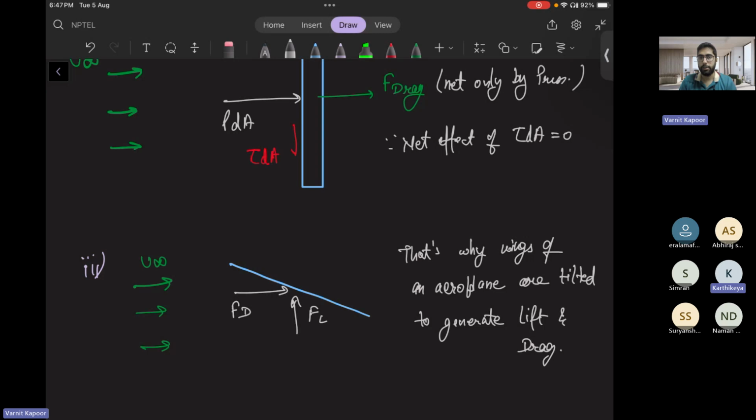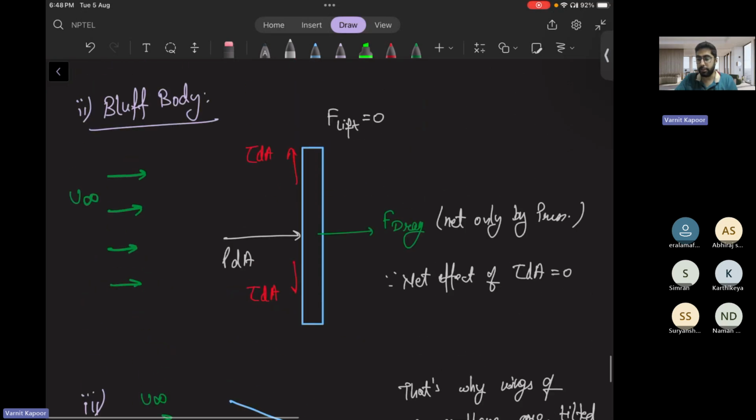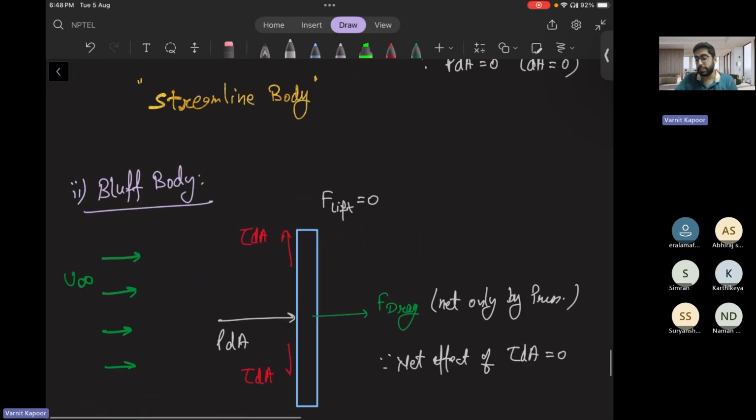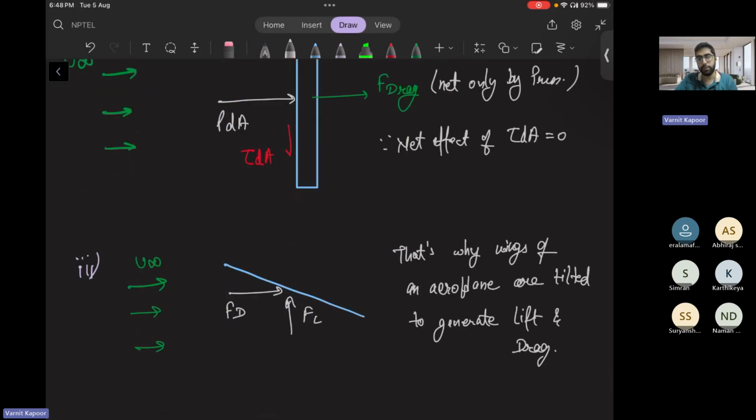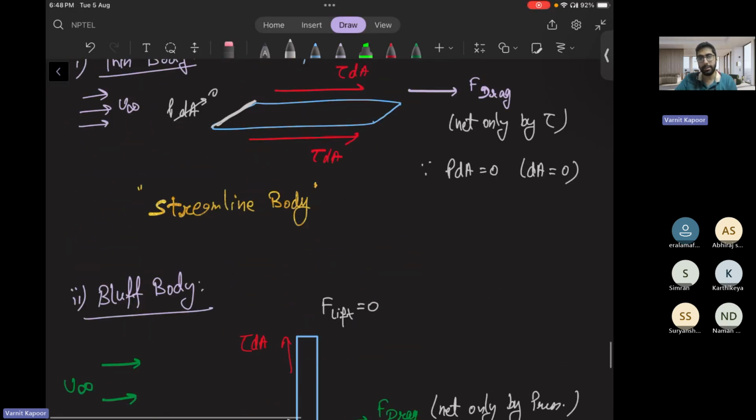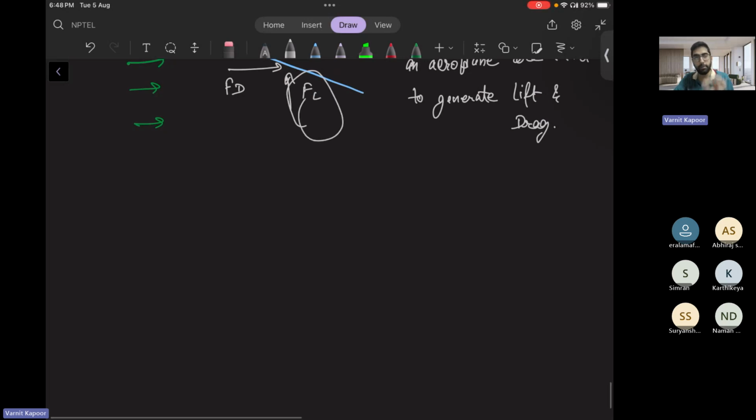I think it is true, sir. It is true. Why? Sir, because in these three cases, in some cases there is no lift, but in all cases, drag is present. Correct. So if you see in the third case, lift is there and drag is also there. But in the above two cases, drag was there, but lift was 0. So whenever lift is there, drag will always happen.